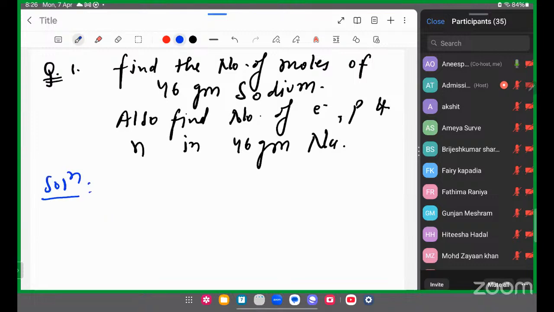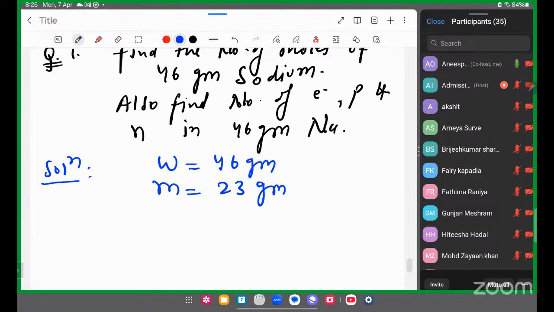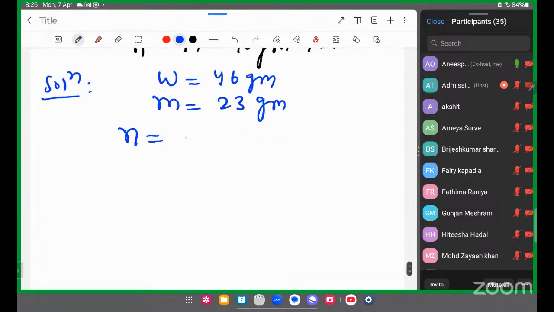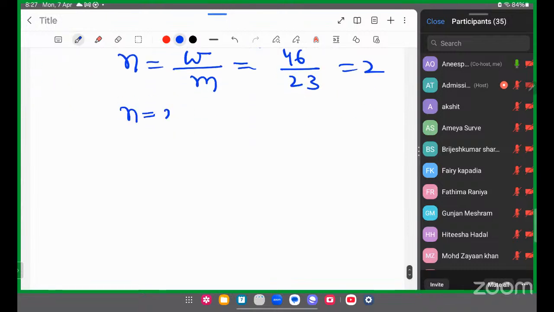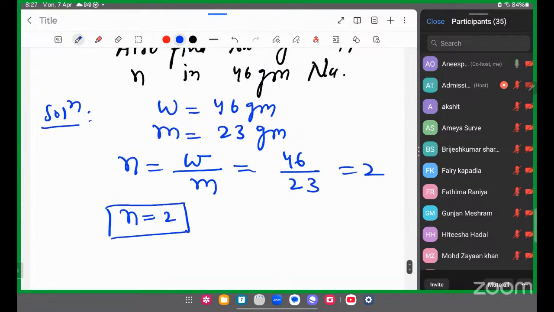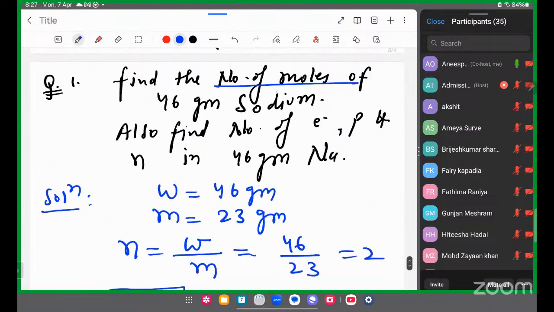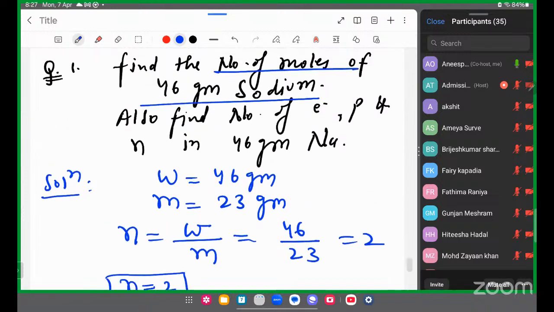In the question we are given a certain amount of sodium, that is given amount 46 gram. We know the molar mass of sodium, that is 23 gram. Now we will find out number of moles n. Number of moles is given amount upon molar mass. Given amount is 46, molar mass is 23, so number of moles will be 2. This is the first part of the question. Number of moles of 46 gram sodium will be 2 moles.